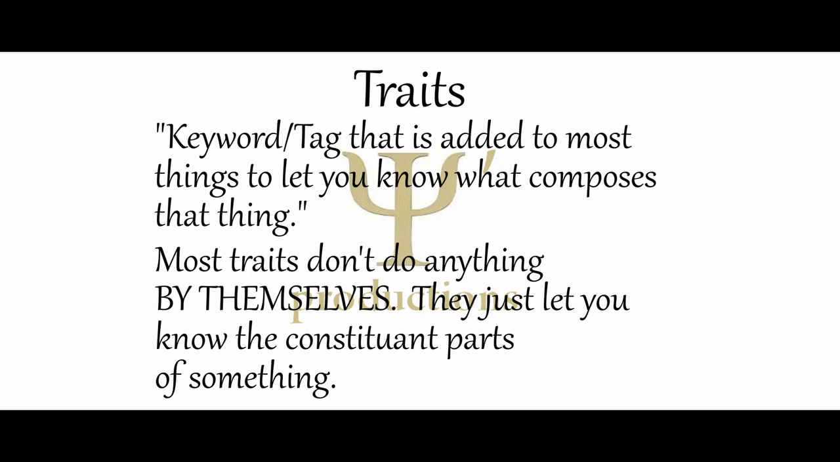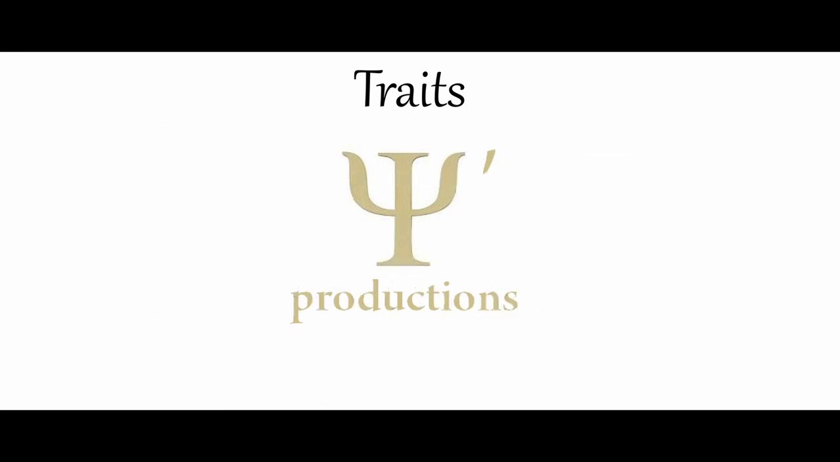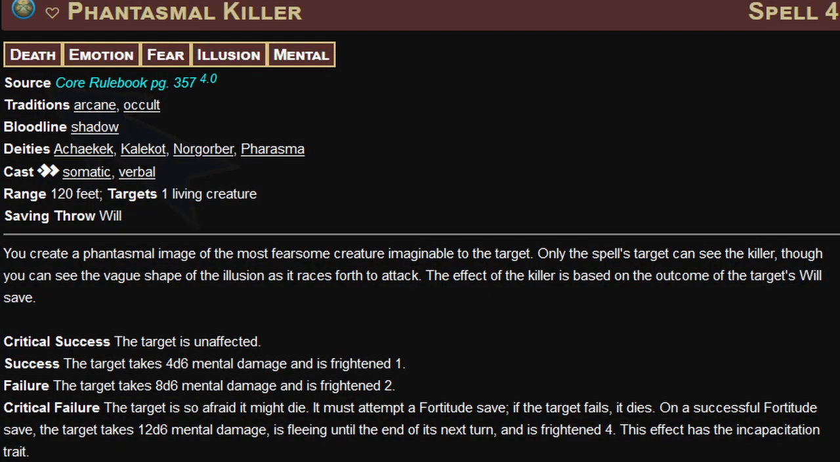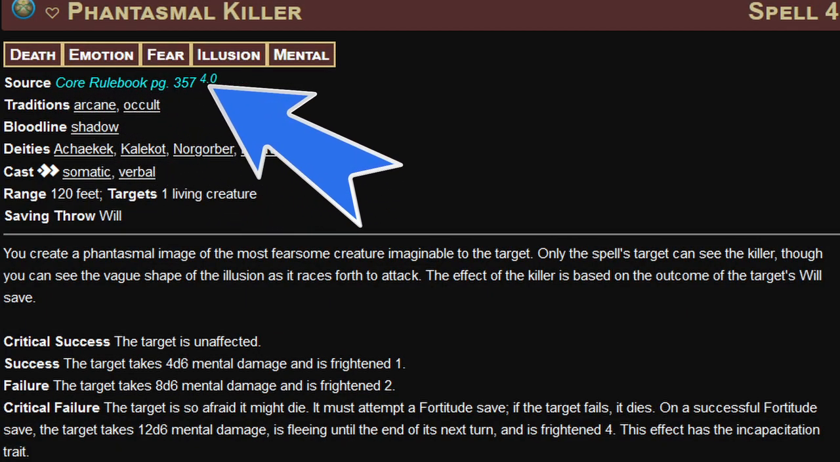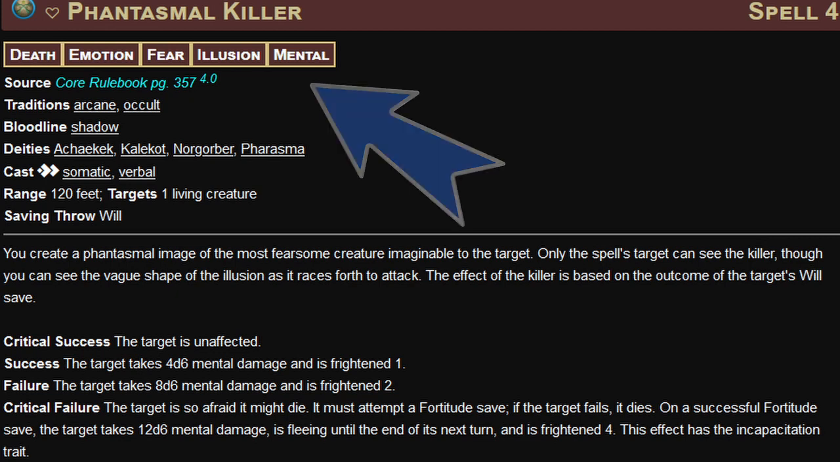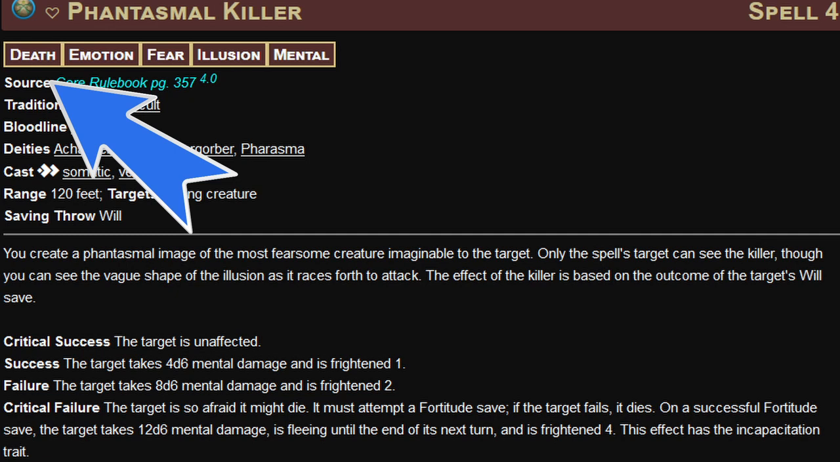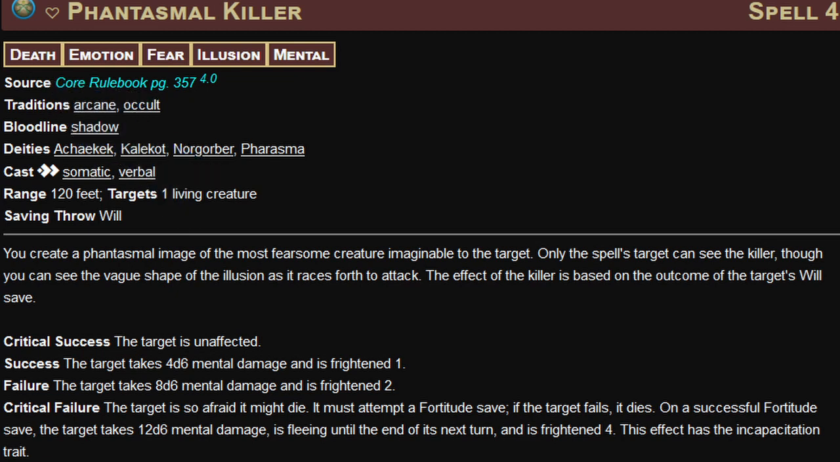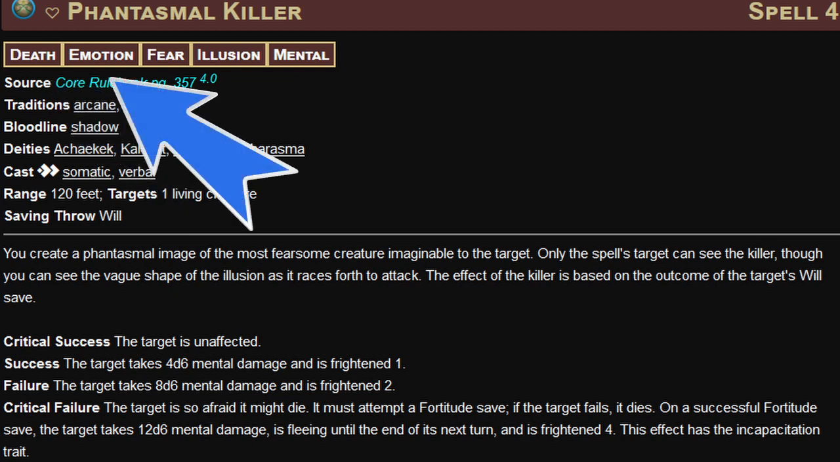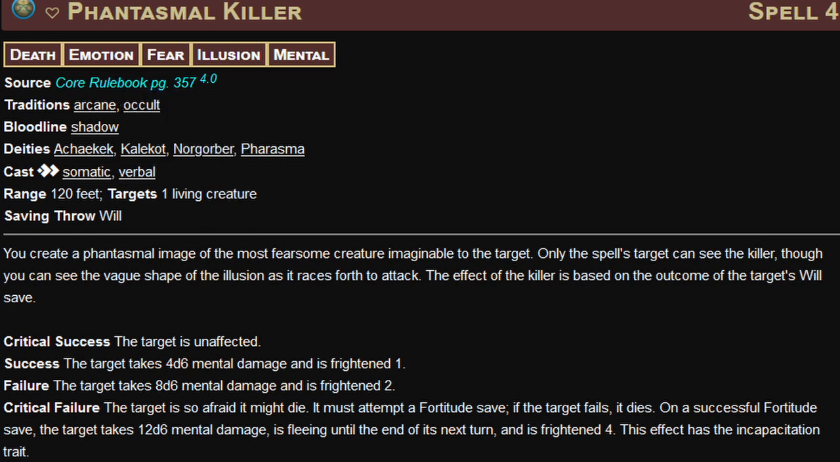I know that doesn't make much sense, so here's a good example. Let's take the Phantasmal Killer spell that has the death, emotion, fear, illusion, and mental traits. If a creature is, say, immune to the death traits because it's undead, then you look over, see that the Phantasmal Killer has the death trait, and realize the creature in question is immune to the spell. Similarly, a different monster might have a penalty to their saving throw that we just talked about to resist emotion effects. And look here, Phantasmal Killer has the emotion trait, so that creature would suffer a penalty to resist this spell.